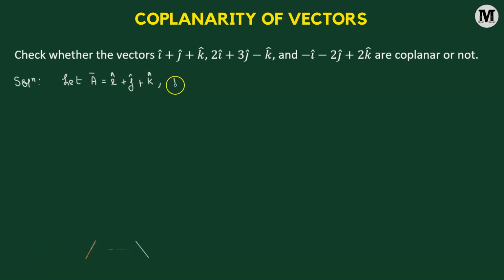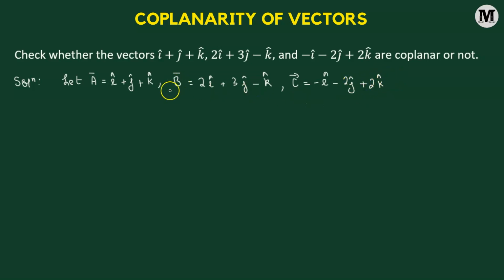Then we have the vector b. The b vector is going to be represented by 2 times i cap plus 3 times j cap minus k cap. And then we have c vector. So c vector is going to be represented by negative i cap minus 2 j cap plus 2 k cap.